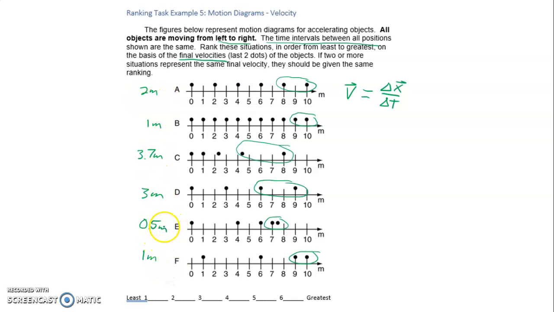And so now we can just look at these and see which is the least, which is E. And then next comes B and F. And after that comes A. There we go. And then we've got D and C. That's a fairly simple one. I think you're ready to go ahead and try that next one on your own.